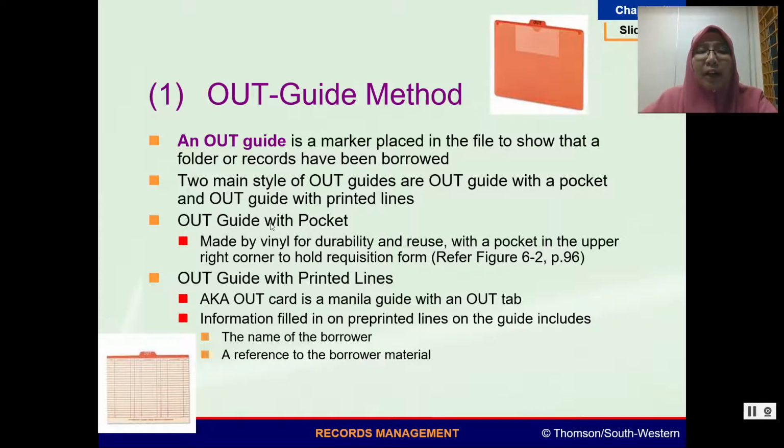The first one, out guide with pocket. This orange one, you can see, is the mark for out guide, OUT, and then you have the pocket. This is what we call the pocket. It is made of vinyl for durability and reuse, with a pocket in the upper right corner. Usually it has the pocket in the middle or in the upper right corner, to hold the requisition form.